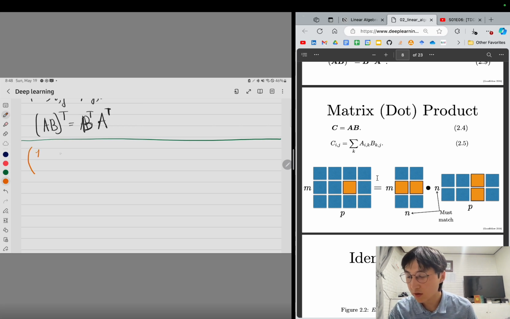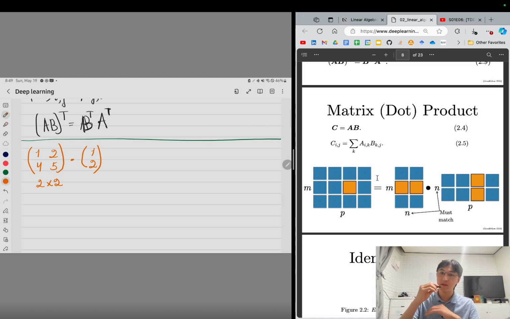Assuming we have a 1, 2, 4, 5 matrix. It is a 2 by 2 matrix, this shape. And we will multiply this by the vector 1, 2. I'm using these very small vectors and matrices in order to calculate efficiently.